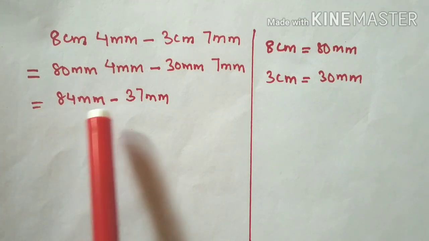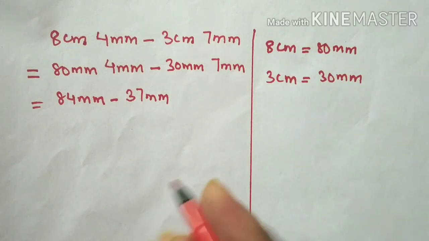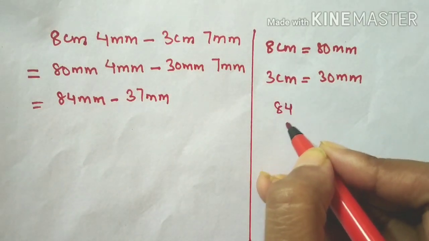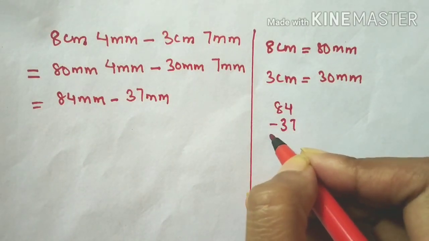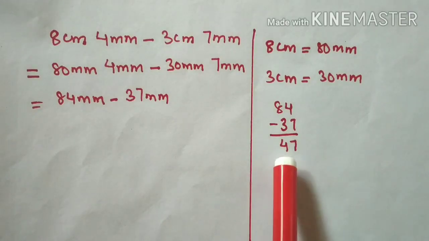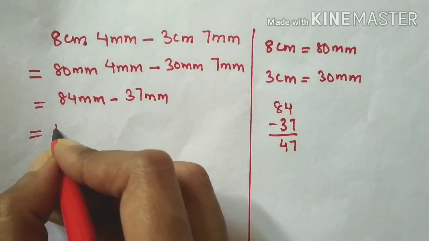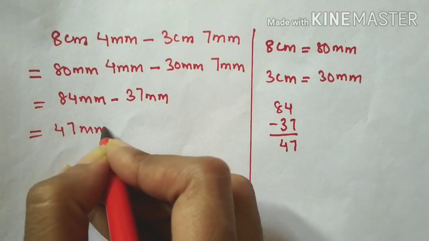Now since both the lengths have same unit, we can subtract them. So when we subtract 37 from 84, we get 47. So in the next step, we write 47 millimeters.